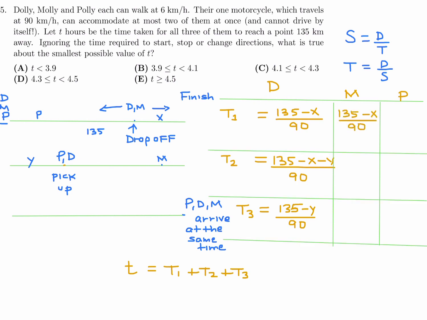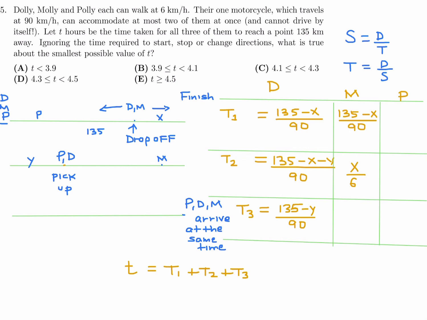Now let's talk about T2 for Molly. Interestingly, for Molly, T2 and T3 is sort of the same because that whole time she's just walking. So we actually don't even need to worry about two different times. We should just concentrate on her second phase, which is just walking, and that's just x/6. The distance is x and the speed is 6 because they're walking at 6. So that's all there is for her.